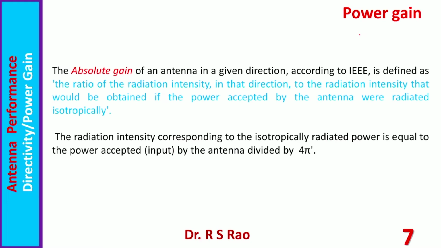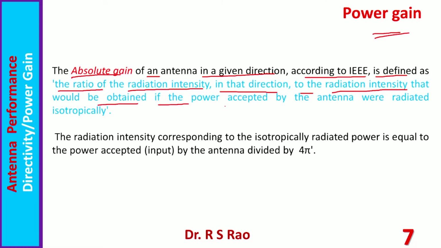Now we consider another parameter, maybe a more useful parameter than directivity, because power gain is a more practical one. Directivity is more of a theoretical one, whereas power gain is a practical indicator. The absolute gain of an antenna in a given direction, according to IEEE, is defined as the ratio of the radiation intensity in that direction to the radiation intensity that would be obtained if the power accepted by the antenna were radiated isotropically. This is our gain according to IEEE.